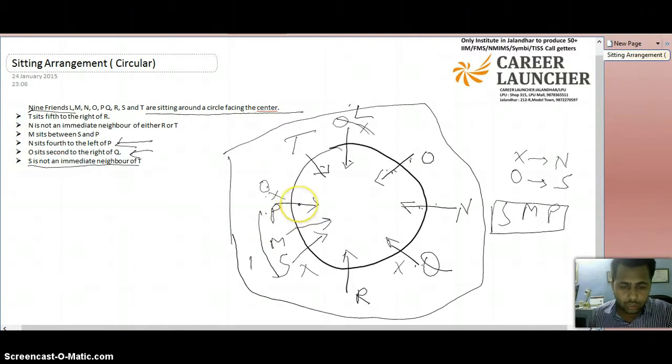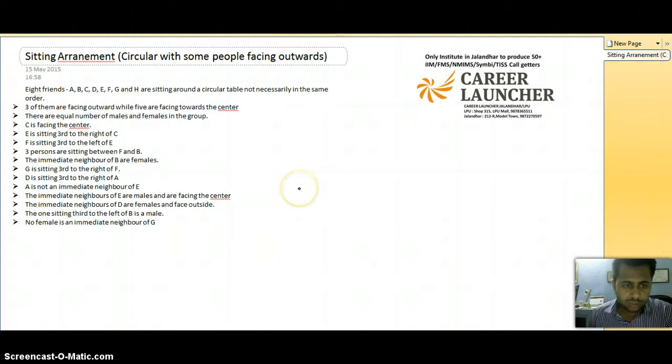Right, this was one question. Another type of question in this circle arrangement is where some of the people are facing the center and some of them are facing outwards, right? I'll consider the second case now. So this is one such question where some of the people are sitting and facing the center and some of them are facing outwards, right?